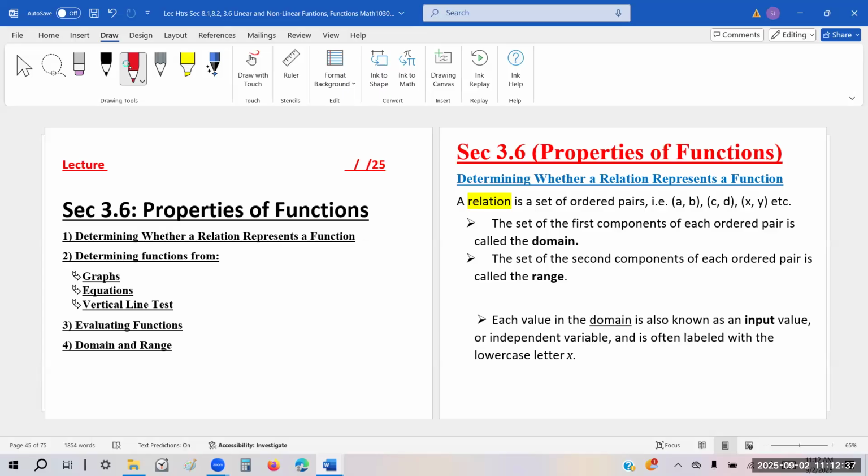Okay? So 3.6 talks about properties of function. When you talk about function, the first thing we have to learn is relation. Relation is like relationship. Okay? So a relation is a bunch of ordered pairs. So when you have x and y together in a point format, they have a relationship. In this relationship, all the x values represent the domain of the function, which are independent, and all the y values represent the range of the function, which are not independent. They depend on the domain. So range is the y values, and domain is the x values.